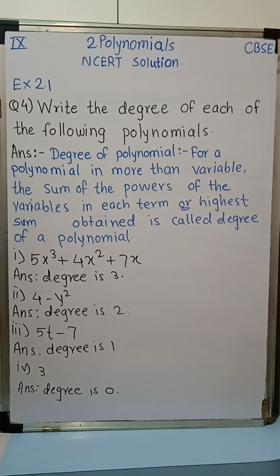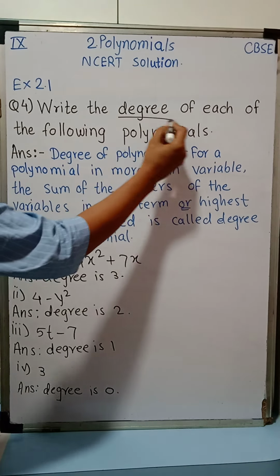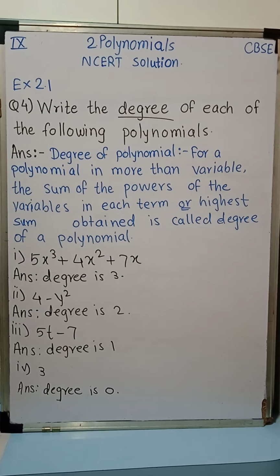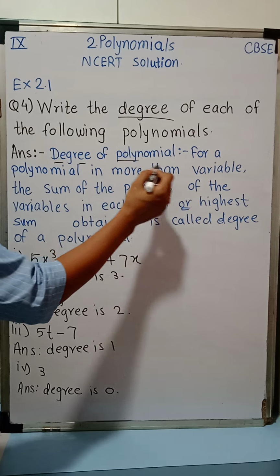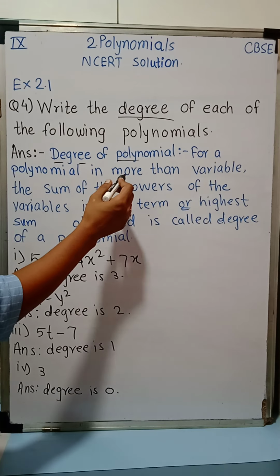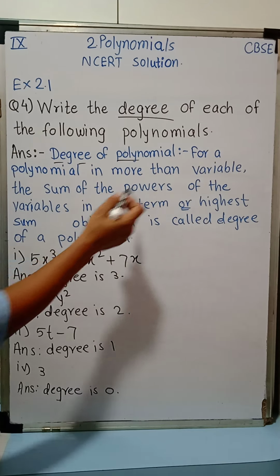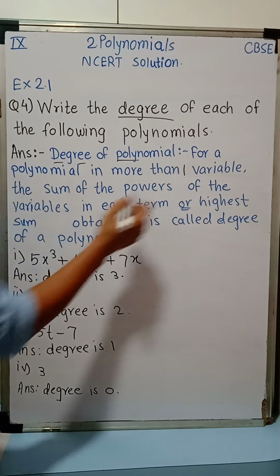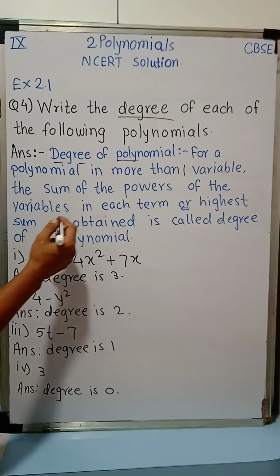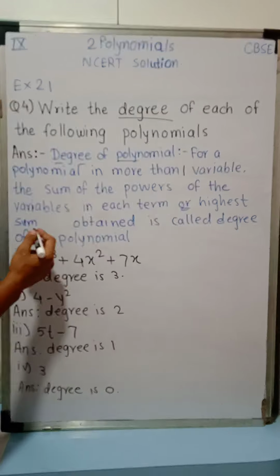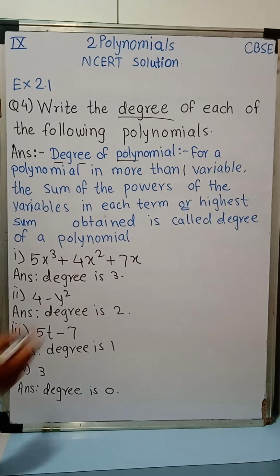So question number 4 is: write the degree of each of the following polynomials. First of all, let's check what is meant by the degree of the polynomial. So for a polynomial in more than one variable, the sum of the powers of the variables in each term, or the highest sum obtained, is called the degree of the polynomial. Means if there is more than one variable, we are supposed to add the powers. Let's check with the question.